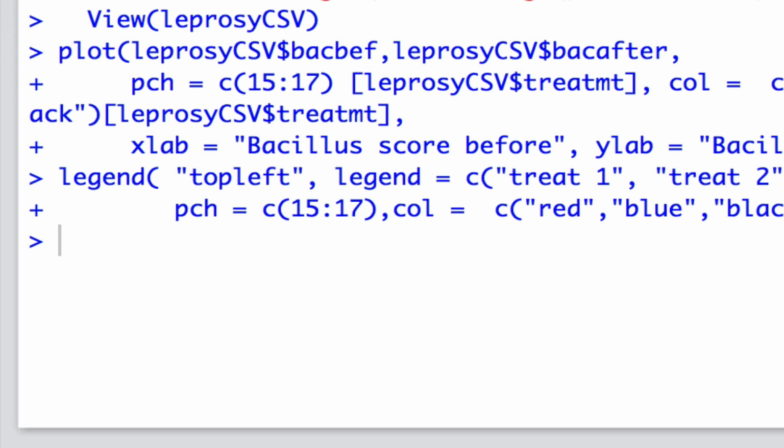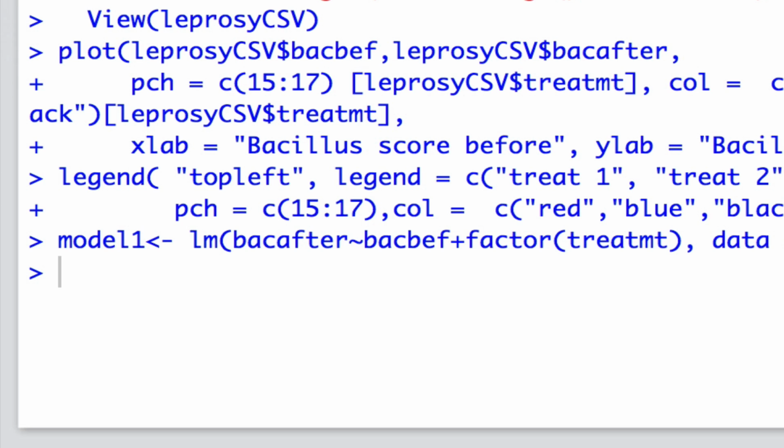Now let's fit a model to understand this relationship. And to begin with, we're going to be fitting the classical, a simple analysis of covariance model. So here what we have is the fit of a linear model with back after as our dependent variable, back before as our continuous predictor, and the type of treatment is treated as a factor. 1, 2, or 3 are not used as numbers, but as categorical levels.